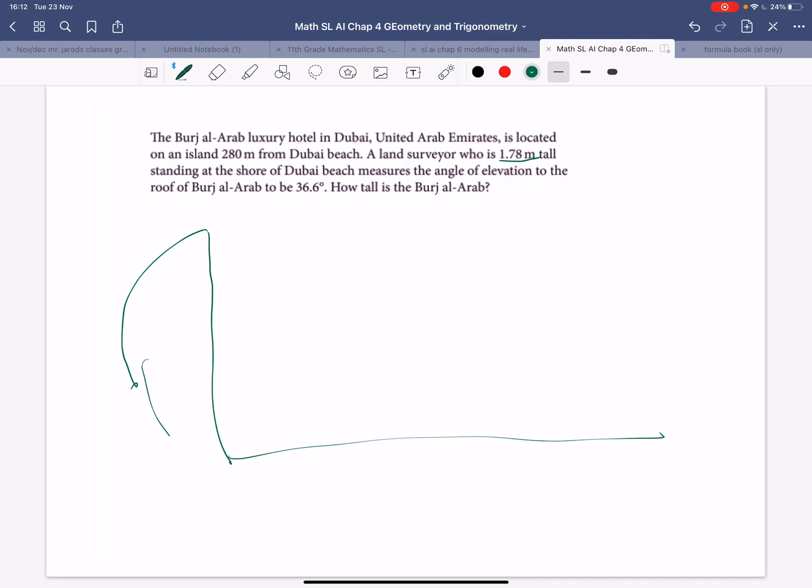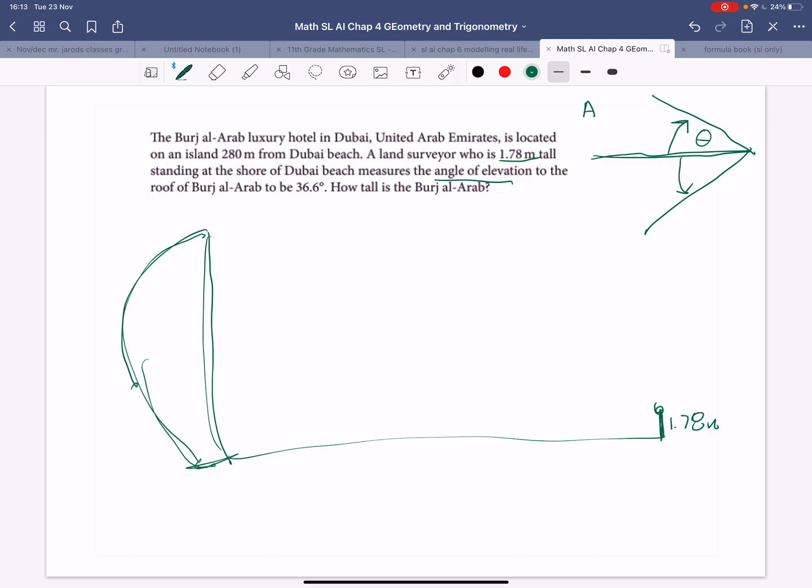Here's the Burj. That's that weird looking sail looking thing like this. Here's this guy. He's 1.78 meters tall. He's standing up here. He measures the angle of elevation. So angle of elevation starts at the horizon and goes up. And that's going to be your angle. This one down here is called the angle of depression.